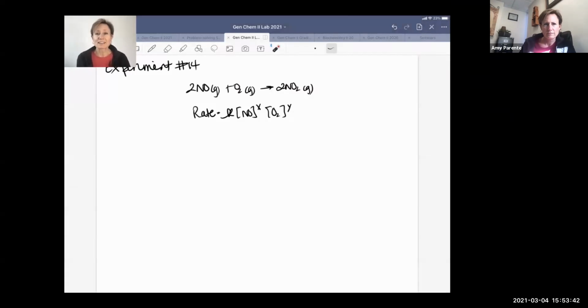Experiment 14 is another experiment on kinetics and using that to determine reaction orders and rate constants. But rather than in experiment 13, where we actually use the method of initial rates to determine that information, we're going to be taking experimental data and graphing it to determine reaction order, and then using a lot of the same methods that we've already used to determine rate constants. So this chemical equation here is what we have data for.